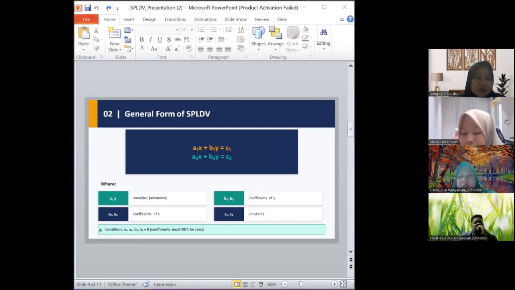Miss, I want to ask something. What if we have x squared plus y equals 5? Is that also SPLDV? Good thinking, Sylvie. The answer is no, because x squared has degree 2, not degree 1, and SPLDV requires all variables to be linear, meaning degree 1 only. So x squared plus y equals 5 is a quadratic equation, not a linear one. Good question.